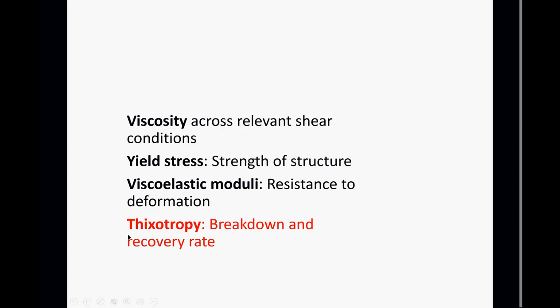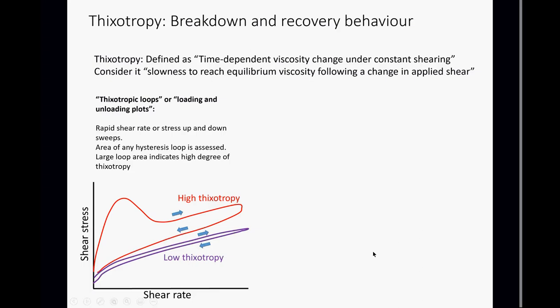Okay, finally, I just want to talk about thixotropy. Thixotropy is all to do with the speed of breakdown and speed of recovery when we see changes in the applied shear. A highly thixotropic material can be thought of as something that takes time to reach an equilibrium when you change the applied shear. I'll talk about some examples of this in tomorrow's presentation.